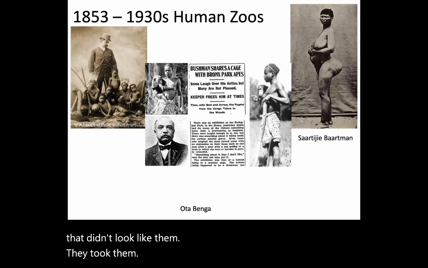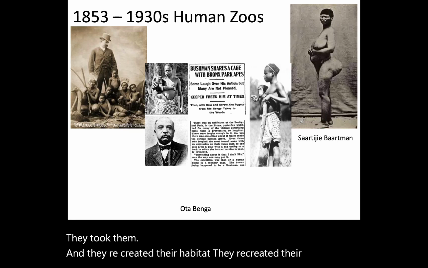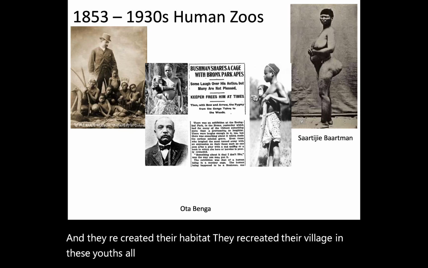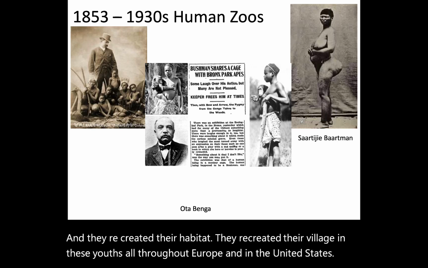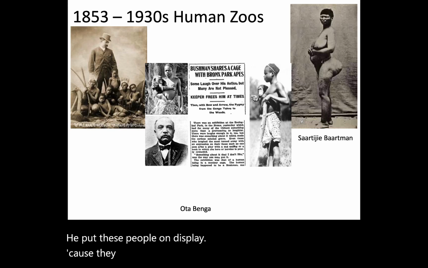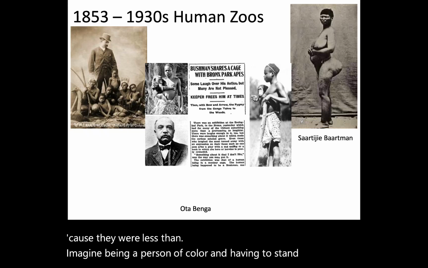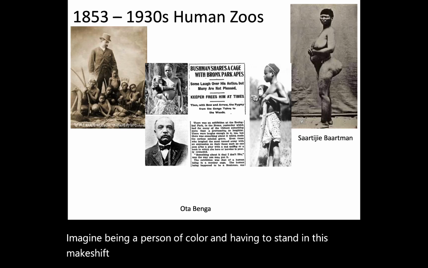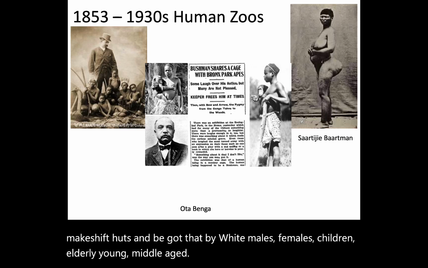And they recreated their habitat. They recreated their village in these zoos all throughout Europe and in the United States. And they put these people on display because they were less than. Imagine being a person of color and having to stand in this makeshift hut and be gawked at by white males, females, children, elderly, young, middle-aged, as if you were less than.